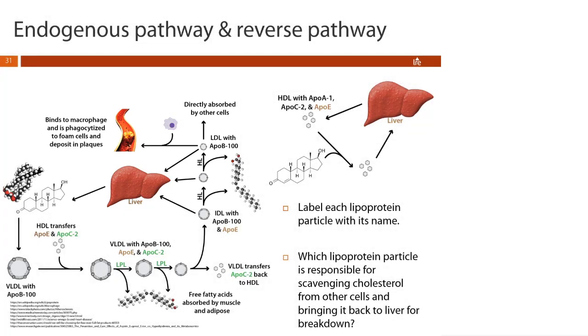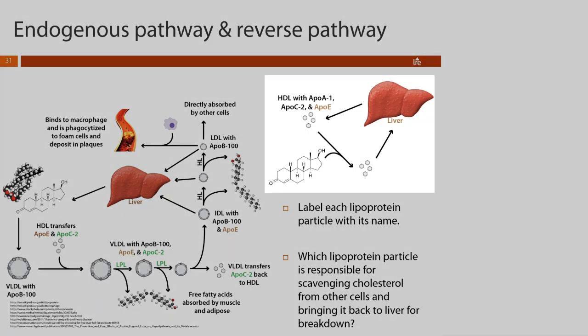So let's take a look at the reverse pathway. This is the simplest of the three. This one only focuses on HDL. So you have HDL synthesized by the liver by joining phospholipids and ApoA1. This ApoA1 causes a secretion of the HDL to the bloodstream, and there it travels around and picks up free cholesterol from other cells and returns it to the liver for breakdown.